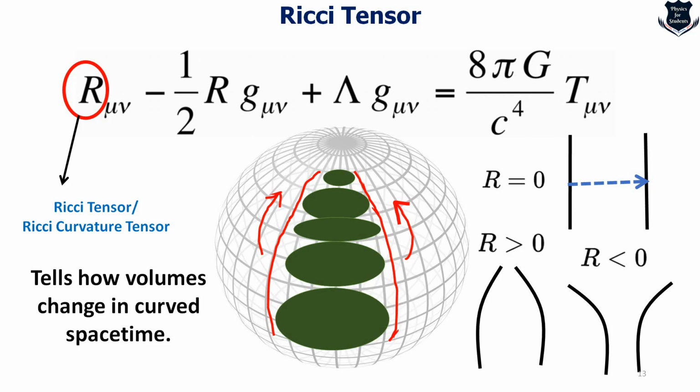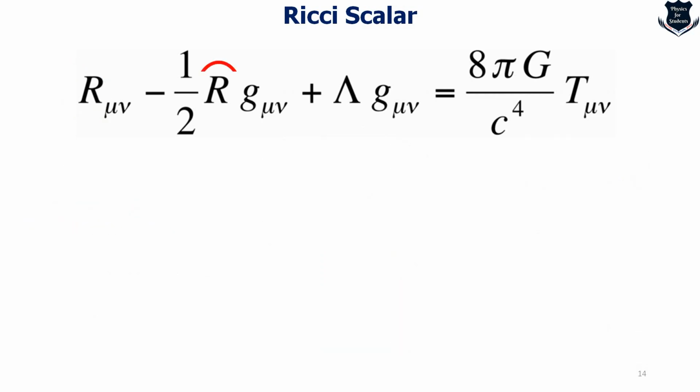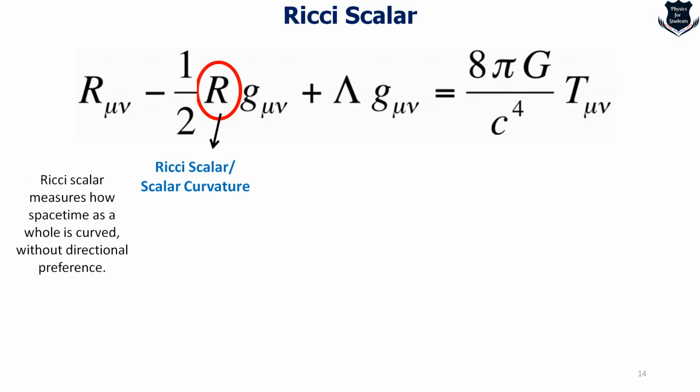So the first one, R mu nu, is a tensor component. It has two indices, and it tells how volume changes in curved space. Now we come to the second R. It has no mu nu, which means there are no indices. What does that mean? It means that it is a scalar curvature. Scalar curvature is a measure of how the entire curvature is behaving without directional preference.